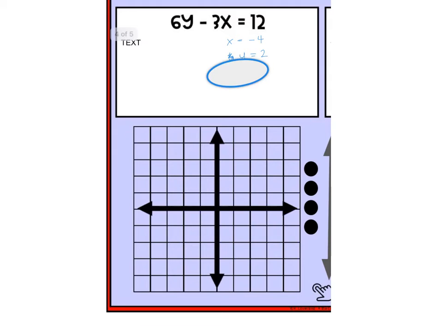Alright. So I know that my x-intercept is negative 4. 1, 2, 3, 4, so that's right there. My y-intercept is positive 2. That's going to be right there. And so when we graph this, we have a positive line with an x-intercept of negative 4 and a y-intercept of positive 2.